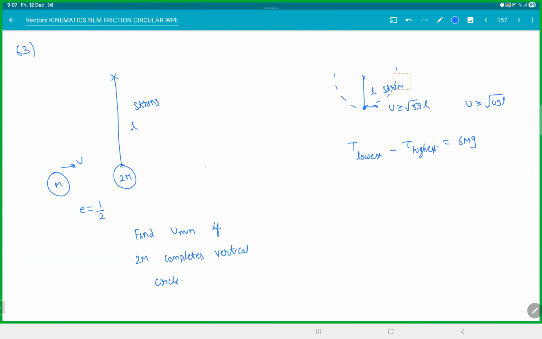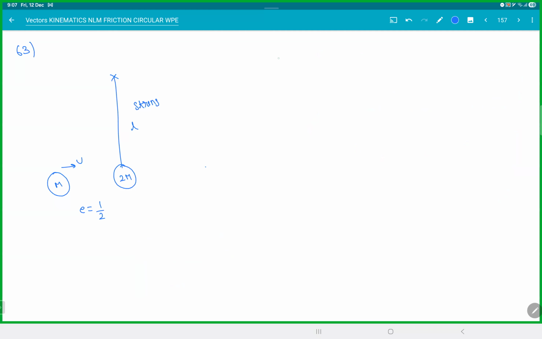Step 1, choose your final diagram. Step 2, conserve momentum. Step 3, restitution. So after collision, let the velocities be v1 and v2. Conserve momentum. Initial momentum mu is equal to mv1 plus 2mv2. Then write the restitution equation. e is equal to (v2 minus v1) by (u minus 0) is equal to half. We get v2 minus v1 is equal to u by 2.